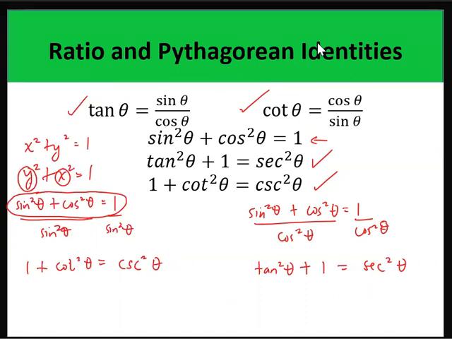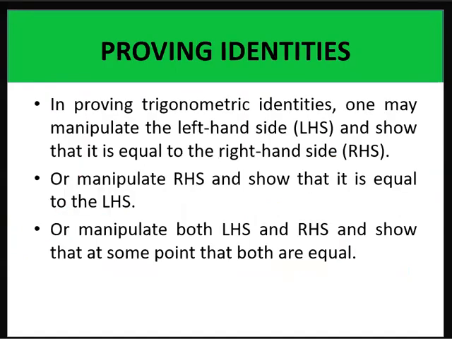So now, how are we going to use these fundamental trigonometric identities to prove some expressions? In proving trigonometric identities, one may manipulate the left-hand side of the identity and show that it is equal to the right-hand side. Or it could be that we manipulate the right-hand side and show that it is equal to the left-hand side. Or we can manipulate both left-hand side and right-hand side and show that at some point both sides are equal.